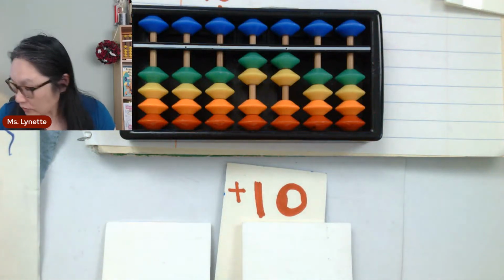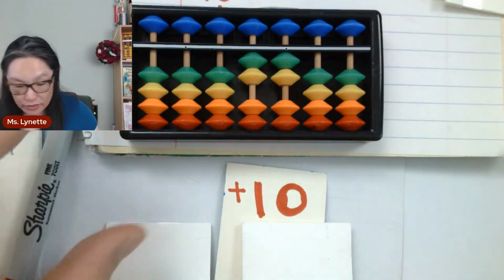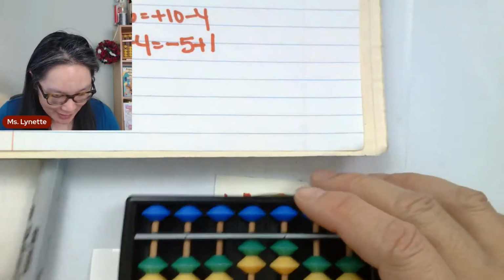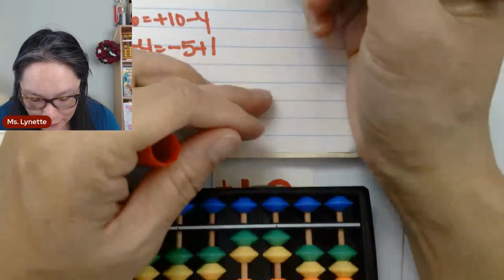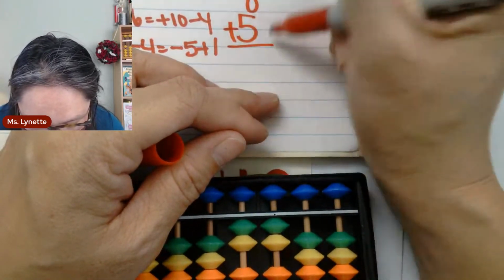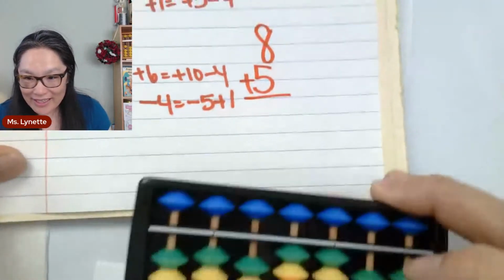We can do another one. Let's do another one. Okay, you know what? This is my favorite one. The reason why this is my favorite one is because you were asking for it. It was 5 plus 8, right? We did 5 plus 8.